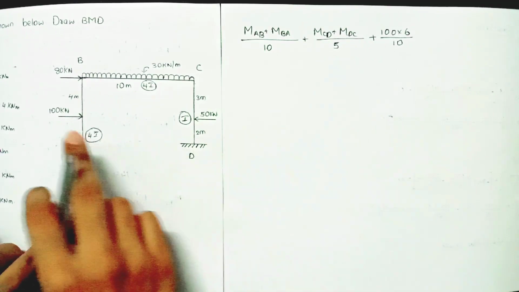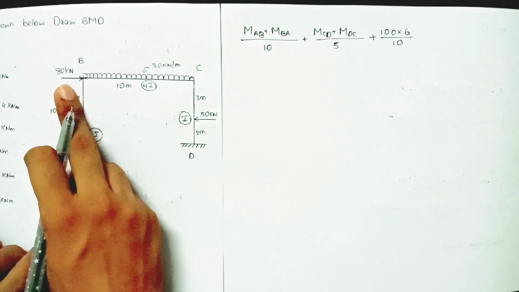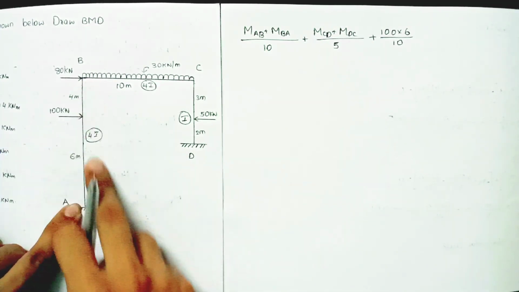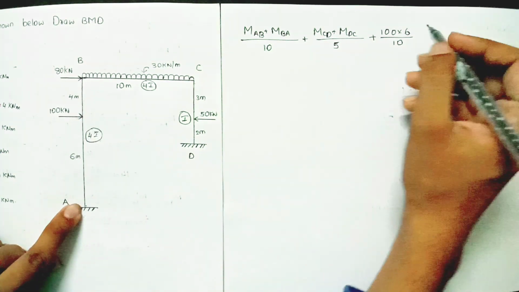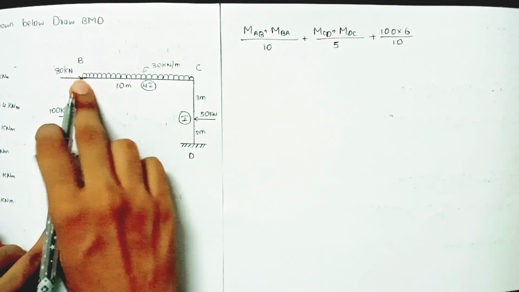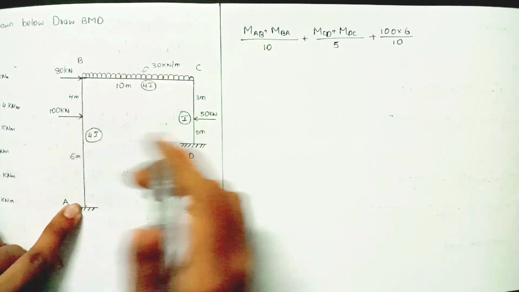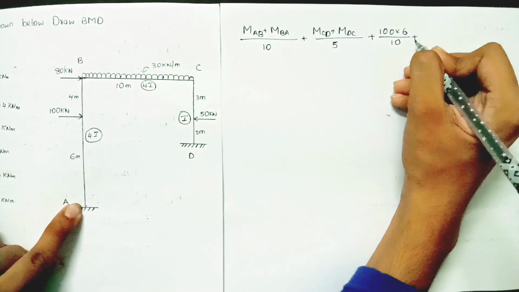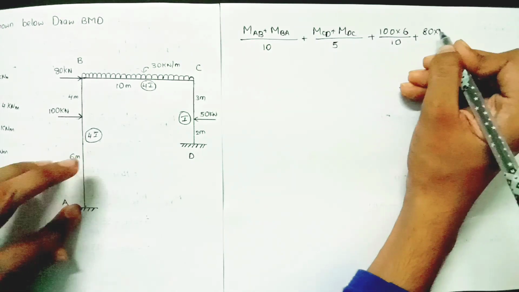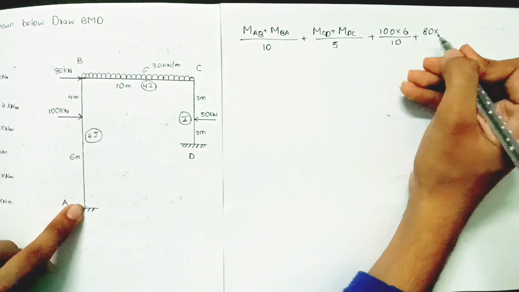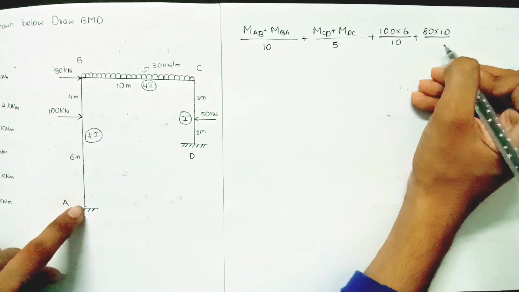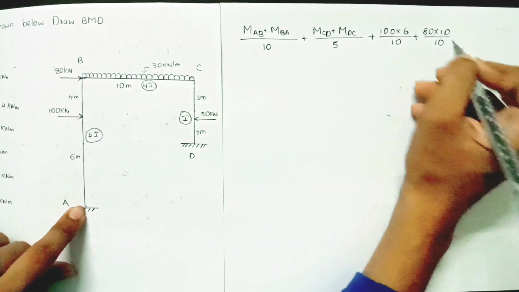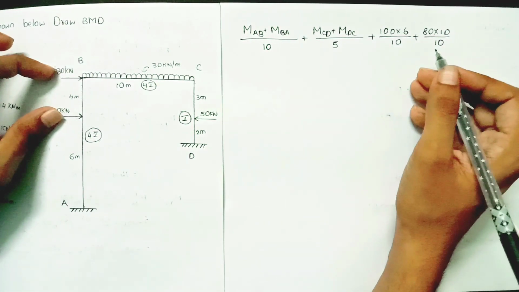Now come to this 80 kilonewton load. 80 into distance up to the fixed support whole divided by total length. This load is also causing the member to move in the clockwise direction, so again positive: 80 into the distance from the point to the fixed support, which is 10 meters, whole divided by total length. So we have completed these two loads.